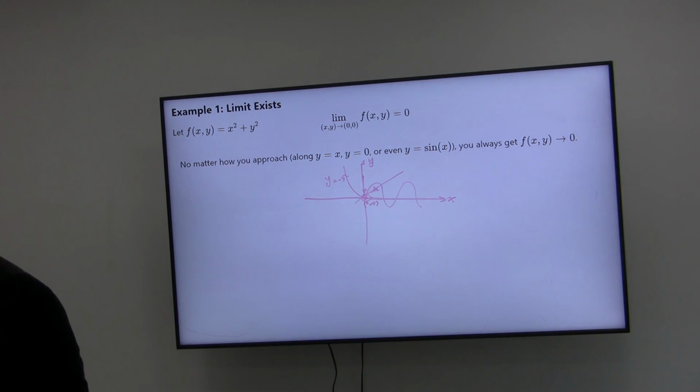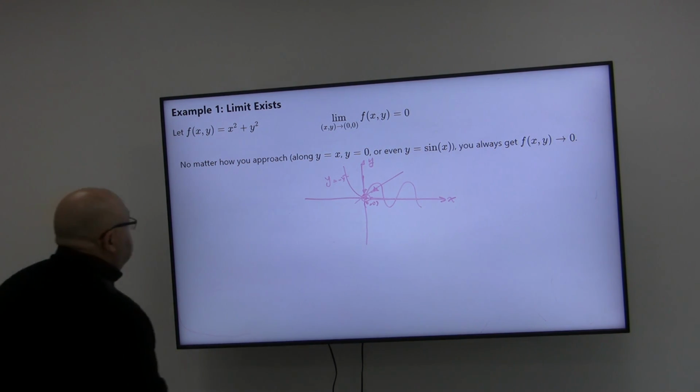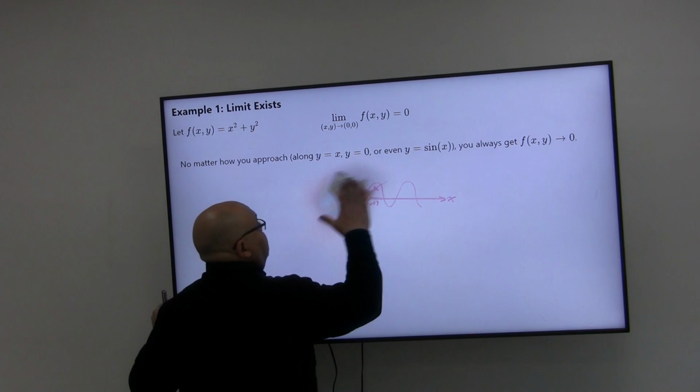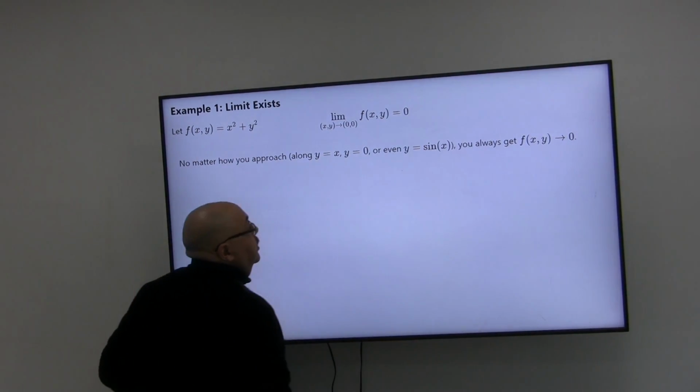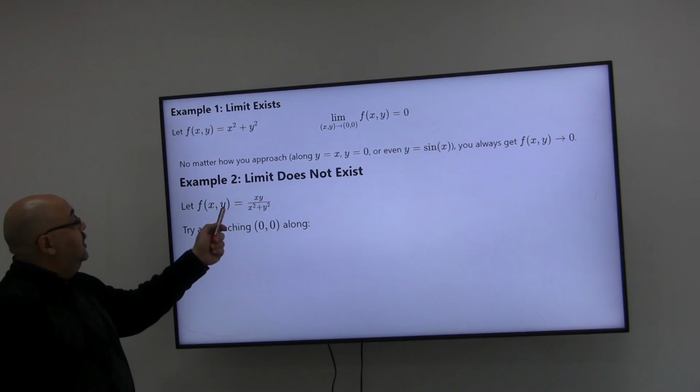I can approach the origin using infinite number of curves. Okay? And all of them, the limit will be 0. So the limit exists and equals 0. This is not going to be the case in other problems, as you will see. Okay, so if I tried any of those functions, the limit will be 0. Let's try this guy.